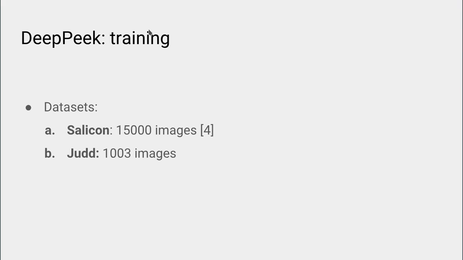We train the network from scratch. The Silicon dataset is initially used. This dataset contains 15,000 images collected in a crowdsourcing effort. Images are reflected horizontally randomly. After training with Silicon, we use the JUT dataset, composed of 1,003 images and data from human eye fixations.